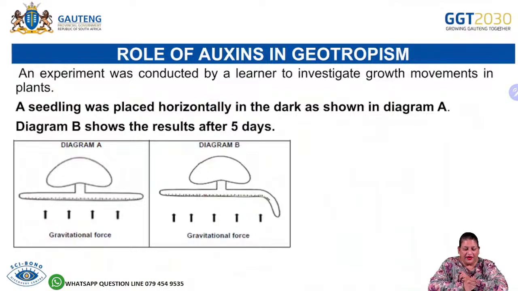Right. Now another experiment here is a bean seedling, learners. So this bean seedling, a seedling was placed horizontally.